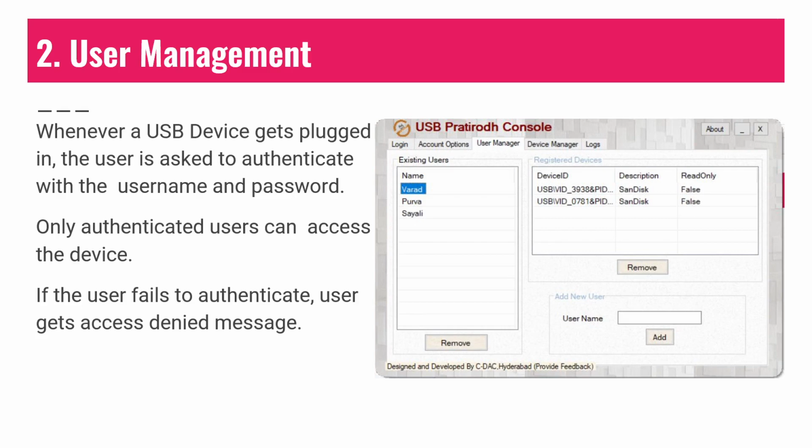Also, USB Pratirodh provides two different kinds of password at the time of installation. One is the user password and one is the administrator password. The previous feature, device management, as well as this feature, user management, can be accessed only through the administrator authentication, whereas the individual USB devices can be accessed with the user password, which is generated at the time of installation itself.